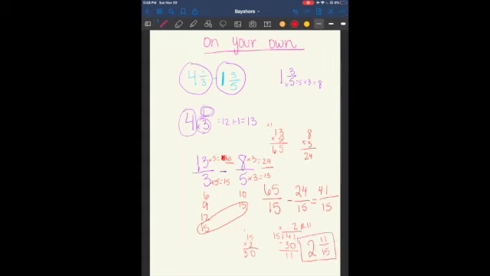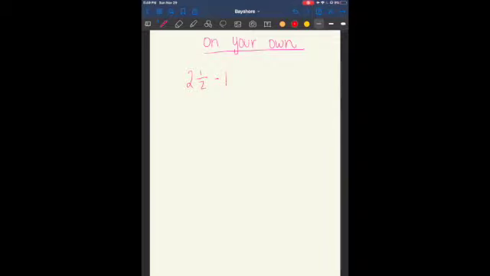Okay, so write all that down. That one was a little challenging. The one on your assignment day is not going to be as challenging, so let's do a little bit more simple one. So let's do 2 and 1/2 minus 1 and 3/4.